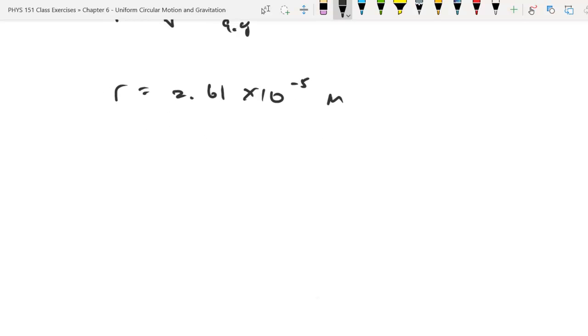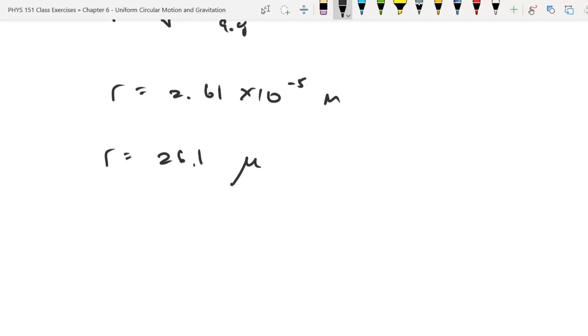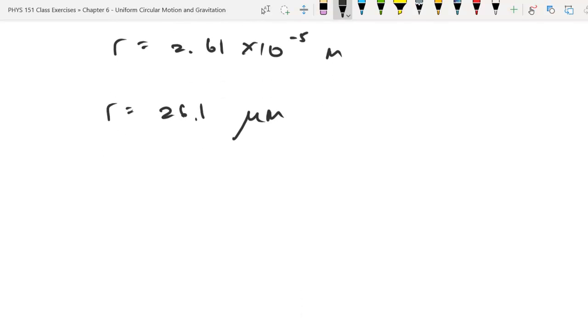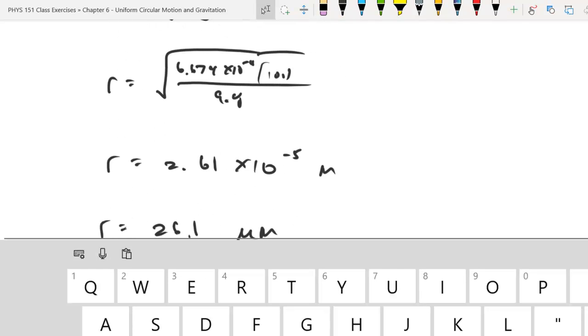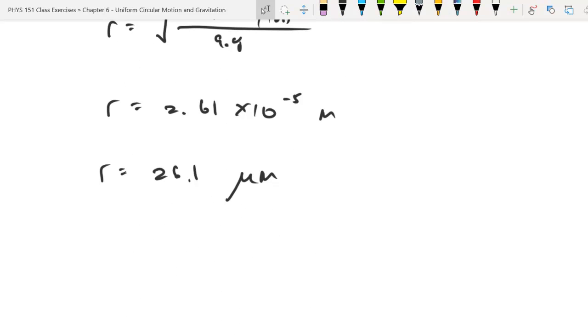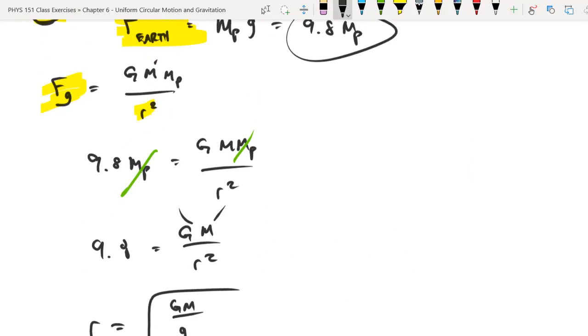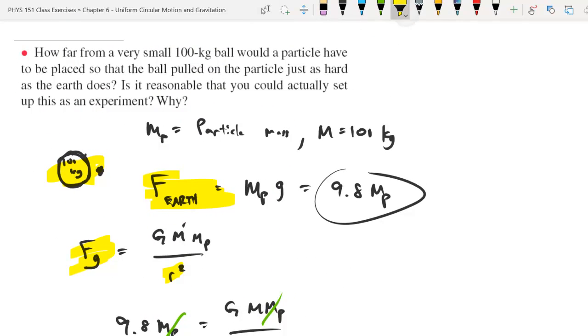So this radius here would be 26.1 micrometers. Micro is millionth. It's very, very small, right? 26 micrometers, or 2.6 times 10 to the negative 5th meters, 2.6 times 10 to the negative 3rd centimeters, right? So it's got to be really, really close, 26 millionths of a meter. And then part B asks, or it's not really part B, but it asks, is this reasonable? You could actually set this up as an experiment.